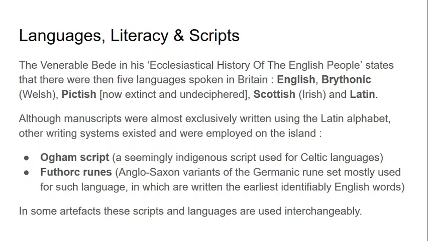And although manuscripts were almost exclusively written using the Latin alphabet, there were other writing systems which existed and were employed on the island of Britain, and these two are the Ogham script, which seems to be indigenous for the Celtic languages, and the runes, which are Anglo-Saxon variants of the Elder Germanic rune set, and it's mostly used for Germanic languages. And in some of these inscriptions we have the earliest identifiably English words, although in some artifacts the Ogham and runes are used interchangeably with Latin and vernacular languages.